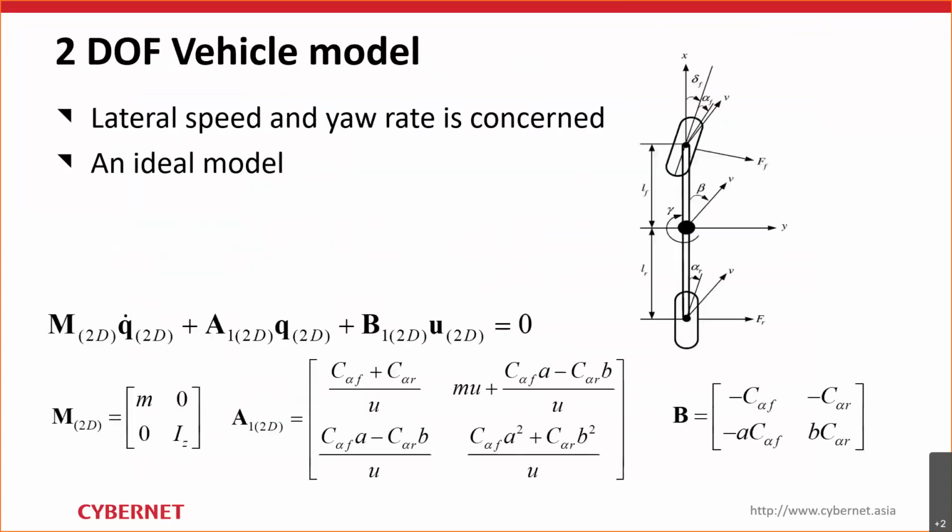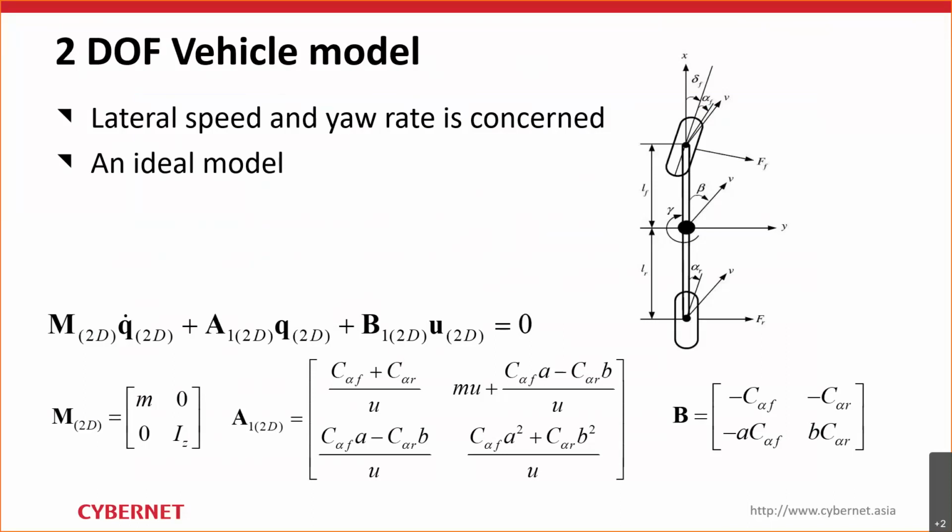Let's start from the 2 DOF vehicle model. This vehicle model is a simple vehicle model, linear and ideal. The only variables are the lateral speed and yaw rate. You might find some papers building control algorithms based on the 2 DOF vehicle model. Keywords like direct yaw moment control, chassis control, and four-wheel steering can help you find this model. This model is good, but not good enough.